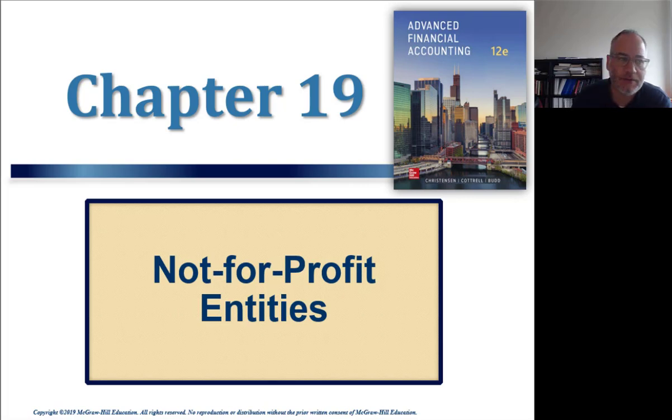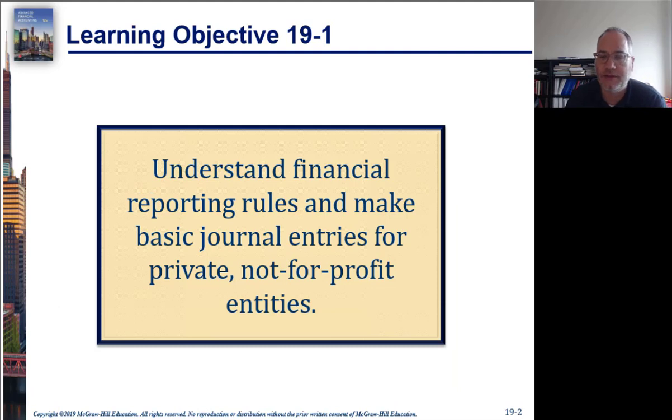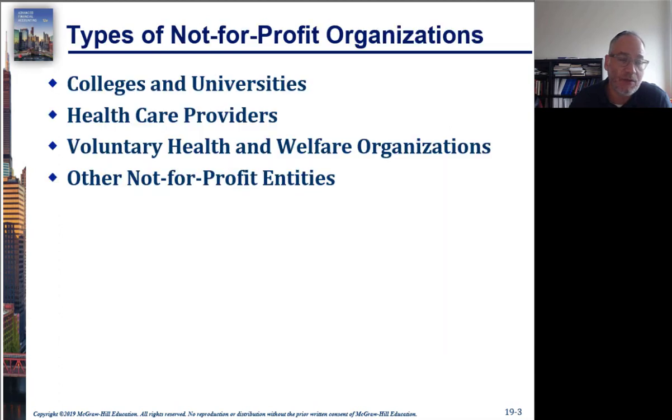Chapter 19, Not-for-Profit Entities, and Learning Objective 19-1 is to understand financial reporting rules and make basic journal entries for private not-for-profit entities. And then we're going to go into different types of not-for-profit entities today. We're going to talk about colleges and universities, healthcare providers, voluntary health and welfare organizations, and then other not-for-profit entities.